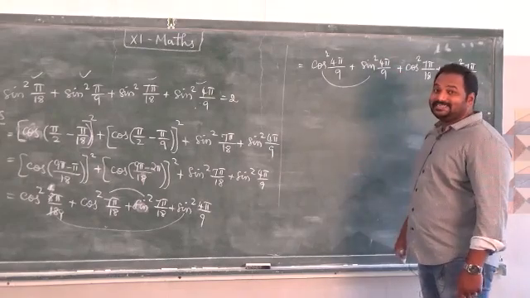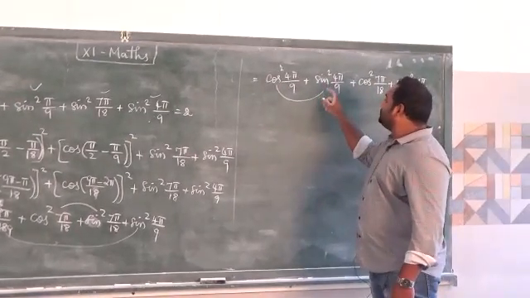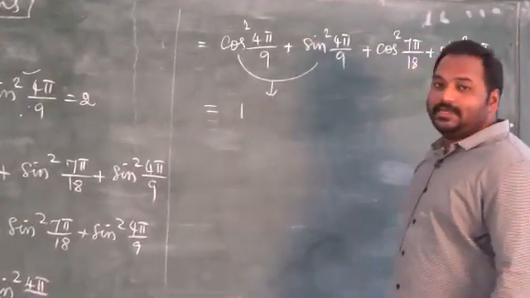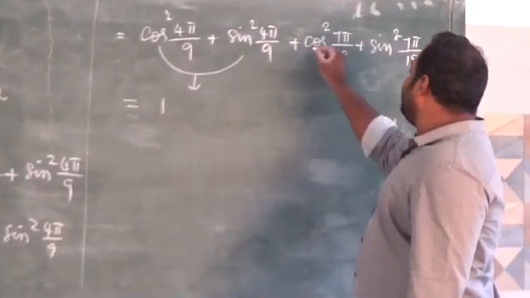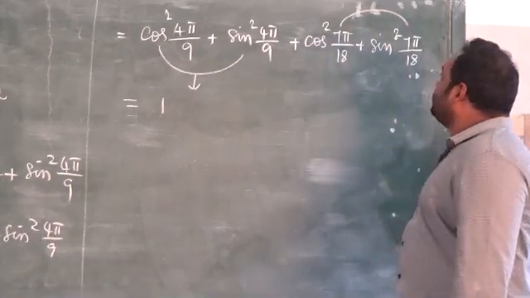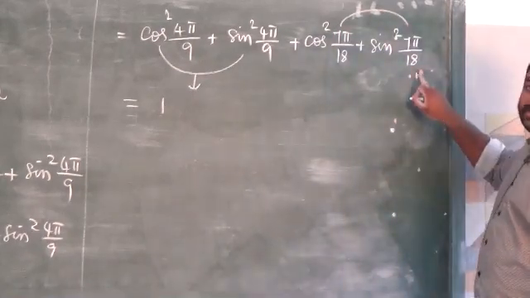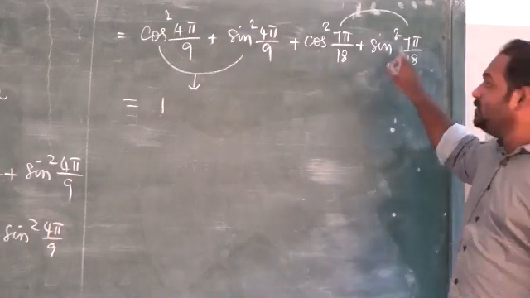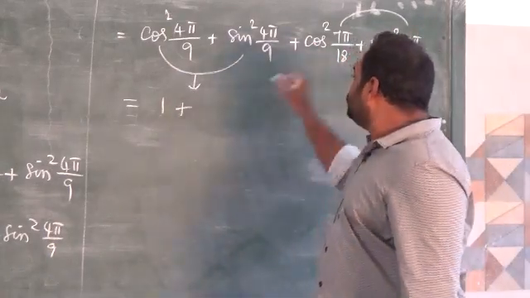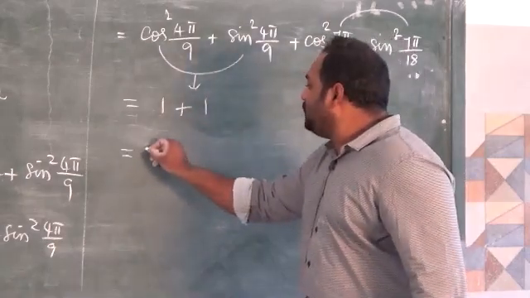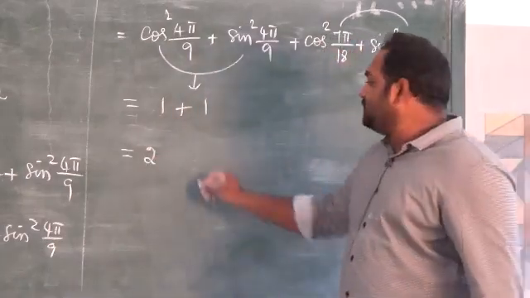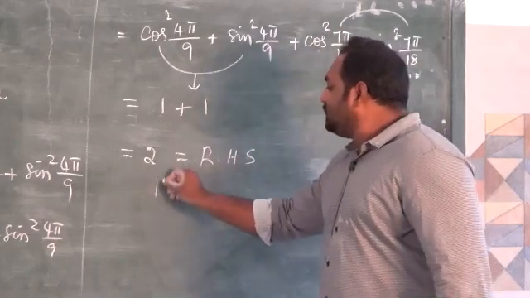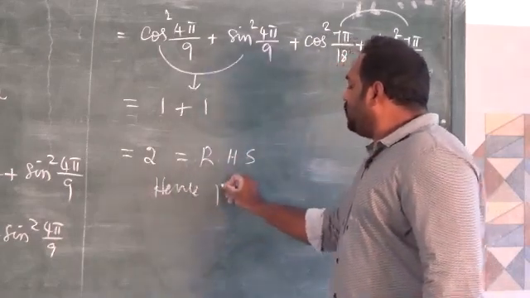Here we can consider it is theta. Cos square theta plus sin square theta, we know that for these two terms the value will be 1. Same like that, look at this: 7 pi by 18, both theta values are same. Cos square theta plus sin square theta equal to 1. So for these two terms, 1. 1 plus 1 equal to 2, which is the RHS side. Hence proved.